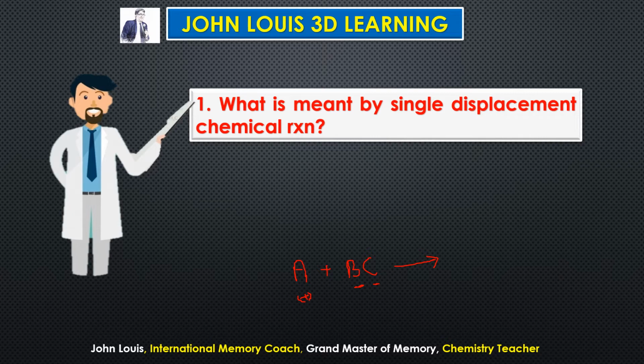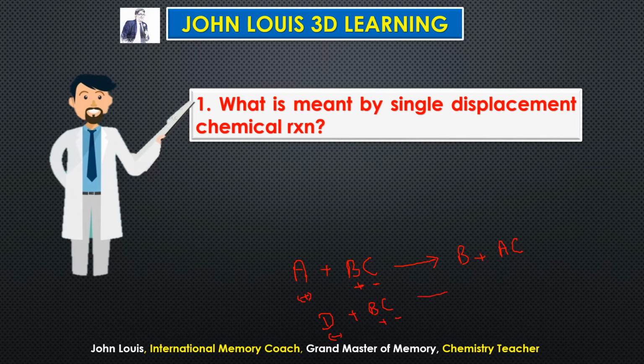Here what happens is, if the element is positive, an element or metal, then what will happen? This will displace the positive ion from the compound. B is positive, C is negative. So if A is positive, that will displace B, and A takes the place of B and combines with C and forms AC.